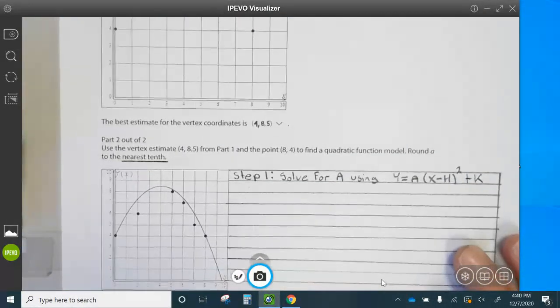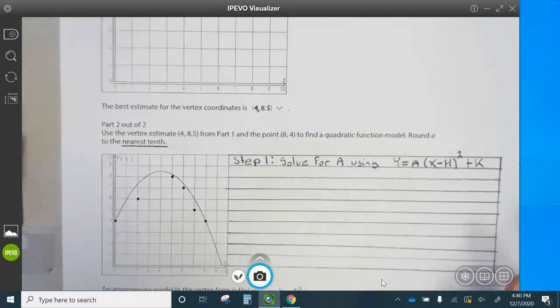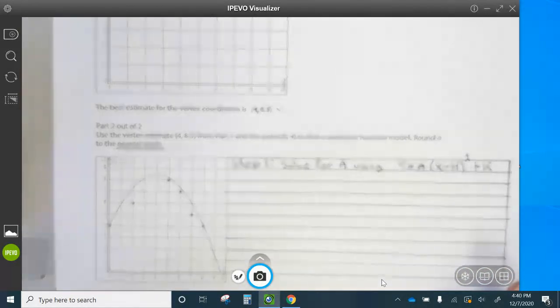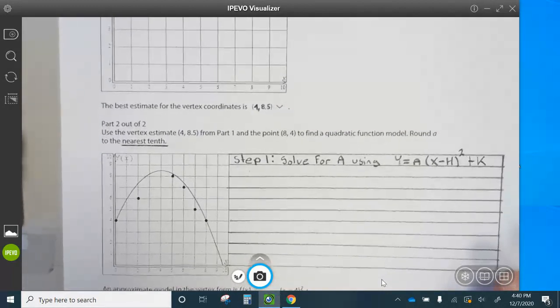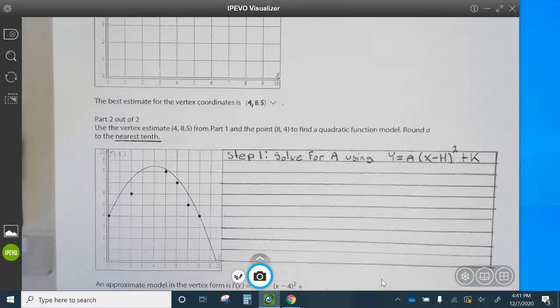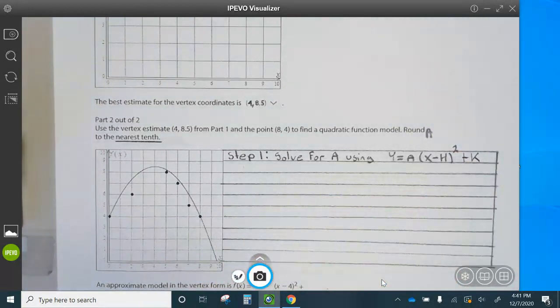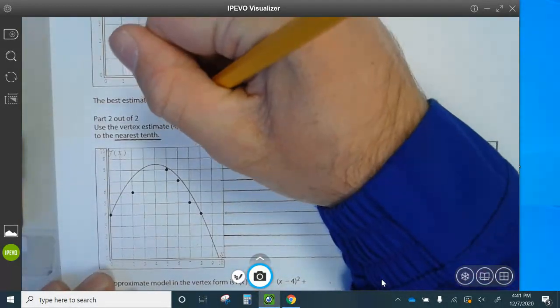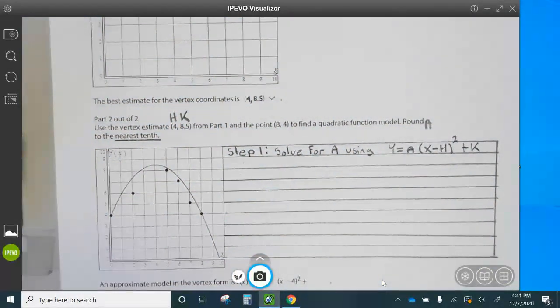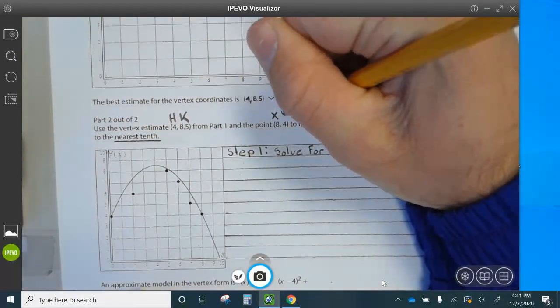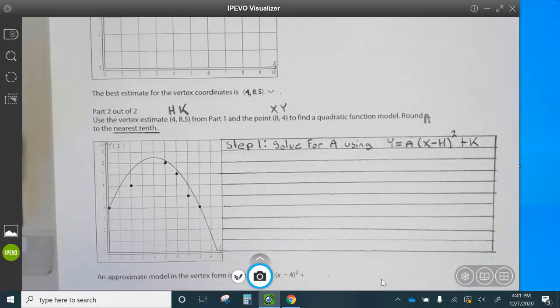Part 2 of 2. Use the vertex estimate 4, 8.5 from part 1 and the point 8, 4 to find a quadratic function model, round A, and I'm going to use capital A, to the nearest tenth. Step 1, solve for A using y equals A parentheses x minus h squared plus k. If this is the vertex, this is h and this is k, and the point is x, y. So we're going to plug those in.